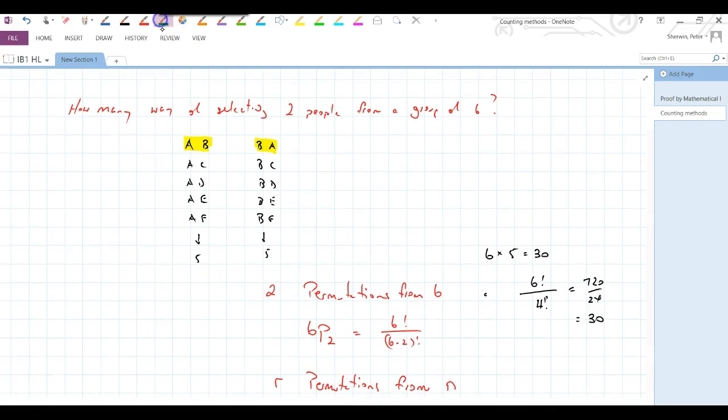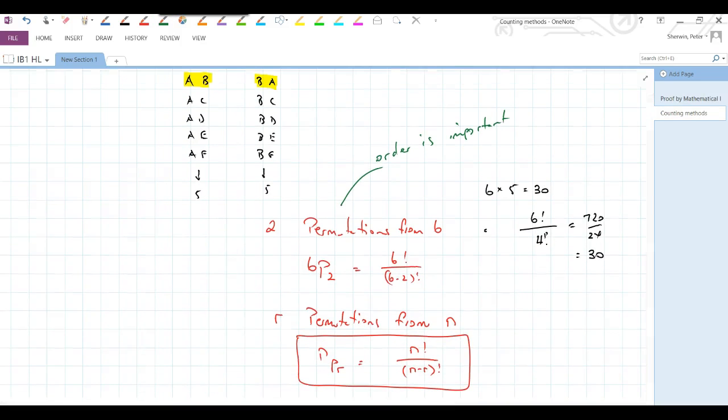Permutations, order is important. So we do want to distinguish between our ABs and our BAs. Now, quite often, in fact, probably most often in this kind of situation, order is not important.